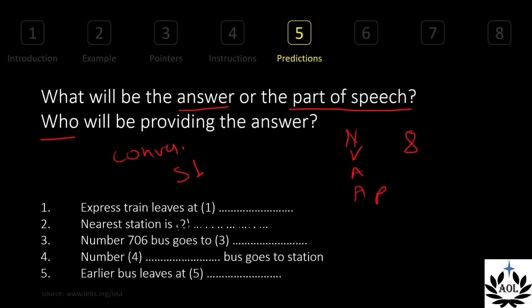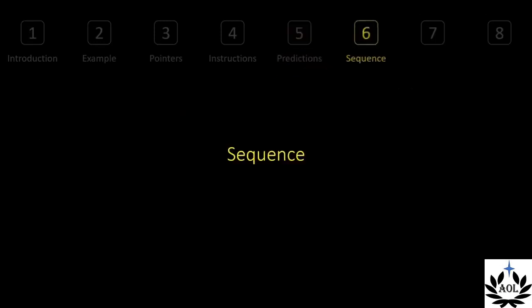Now you can predict. Express train leaves at, it could be a time. The nearest station is, could be what? Name of a station, that's a noun, right? In the same way you predict the answer, because you will be given time to read the questions, right? For 5 of these questions you will be given time. In that time you predict, you expect an answer. It will get easier for you rather than suddenly listening to the audio and writing the answer. This has saved much time and many answers just by prediction.